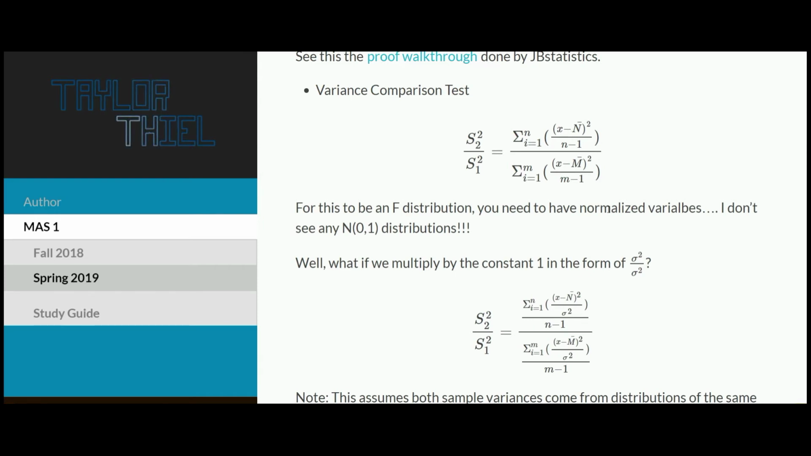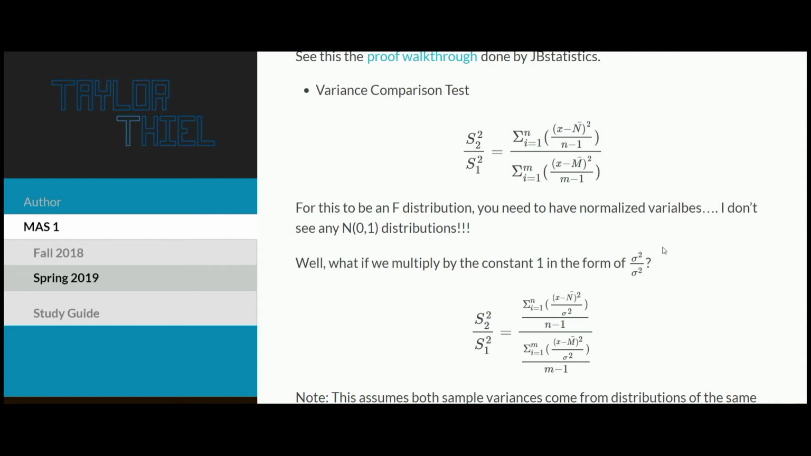Now, in order to be an F distribution, we know we need normal 0, 1s. There are no normal 0, 1s. How do we convert this into being normalized 0, 1? The way we're going to do that is by multiplying by 1 in a fancy way.